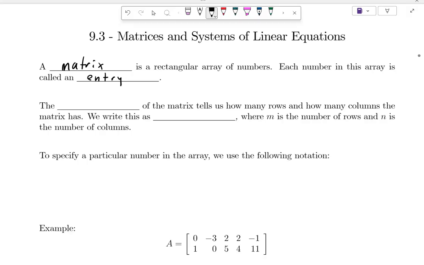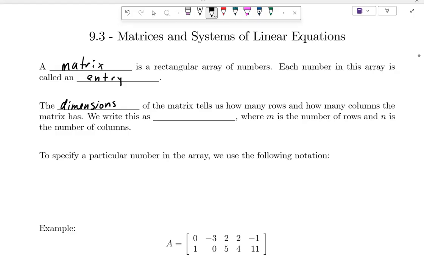You may notice that I don't have them both on the screen right now. On the page, I have two different matrices listed. They look different, don't they? They have different size rectangles. When we talk about the size of the matrix, we use the word dimensions. The dimensions of the matrix tell us how many rows and how many columns we have.